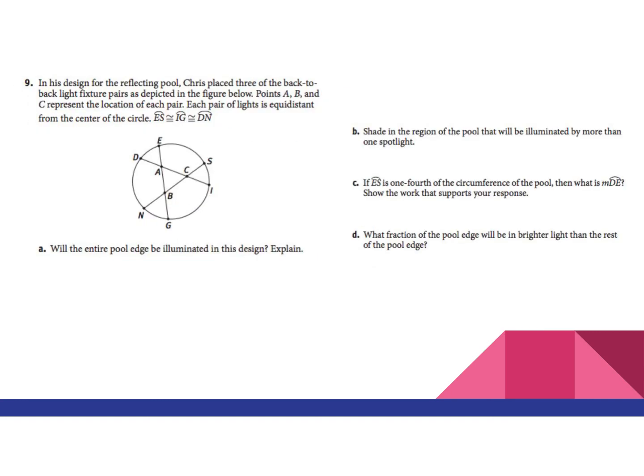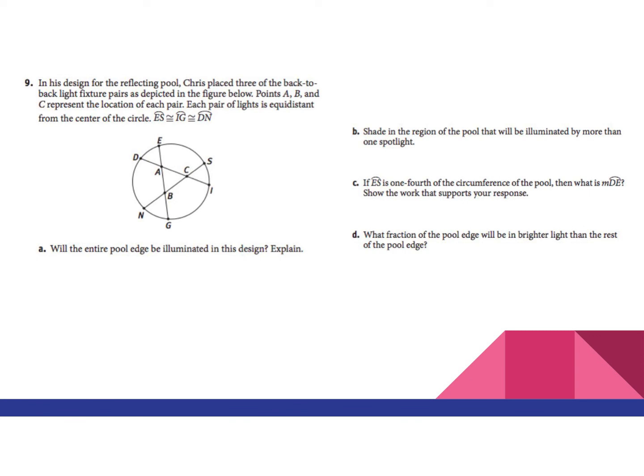All right, we are finally on our last problem for today, number 9. So, in his design for the reflecting pool, Chris placed 3 of the back-to-back light fixture pairs as depicted in the figure below. So, looks a little complicated, but no worries. We see points A, B, and C. They represent the location of each pair of light fixtures.